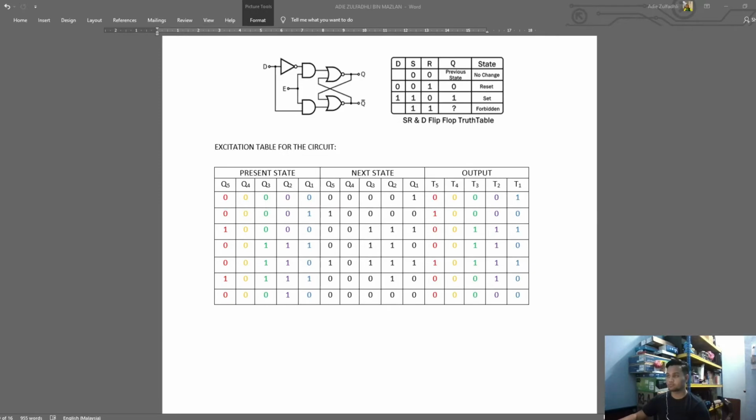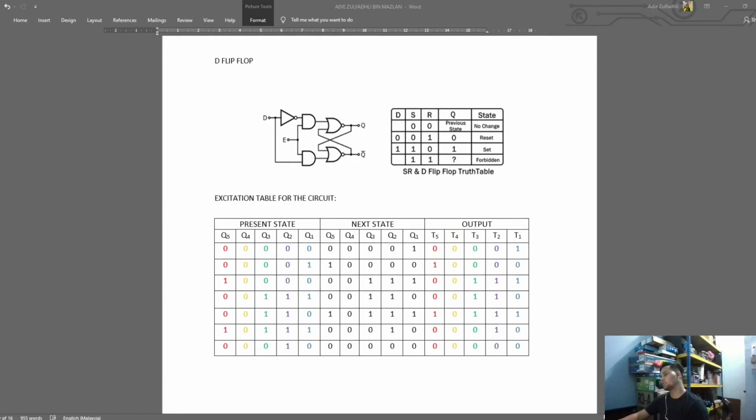Okay. So this is the excitation table for my circuit, to get my ID. So this is the same and the same. The output is the only difference. If we want to get the output, we will use the D flip-flop truth table. So we can see here when Q5 present state is 0, then next state is 0, so the output is 0. Q5 0, Q5 1, it is equal to 1. But when the Q5 present state is 1, next state is 0, so the output becomes 0.